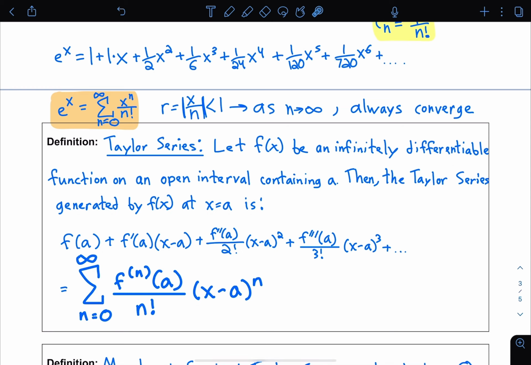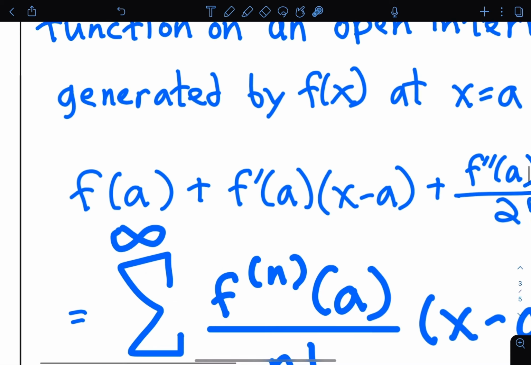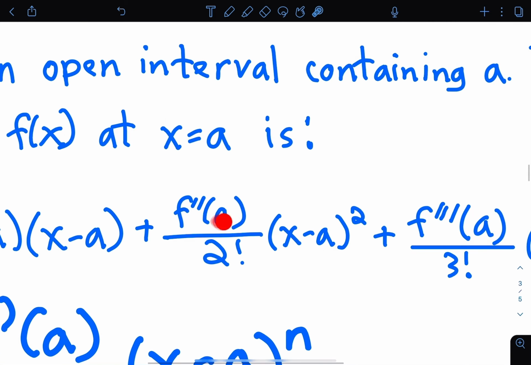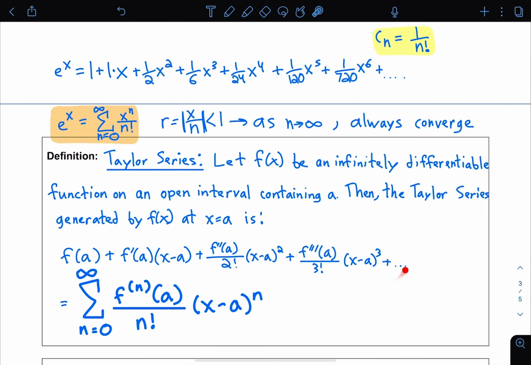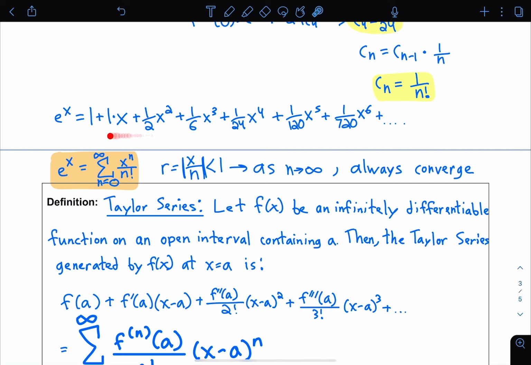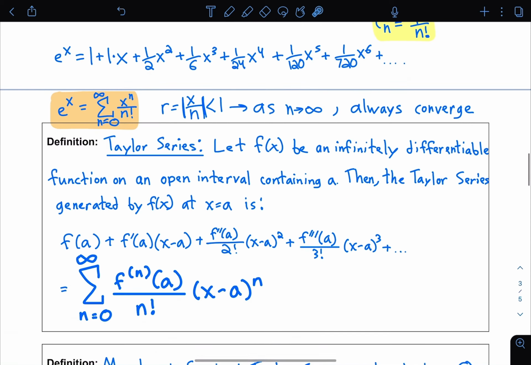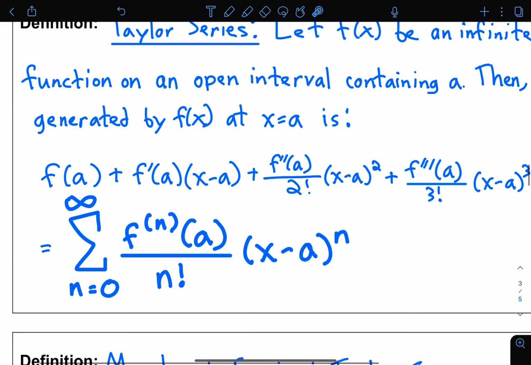The Taylor series generated by f of x at x equals a is going to be f of a plus f prime of a times x minus a, plus f double prime of a over 2 factorial times x minus a squared, plus f triple prime of a over 3 factorial times x minus a to the third, and you would do this infinitely. That's exactly what we have up here with e to the x. And we can represent this in sigma notation as well.